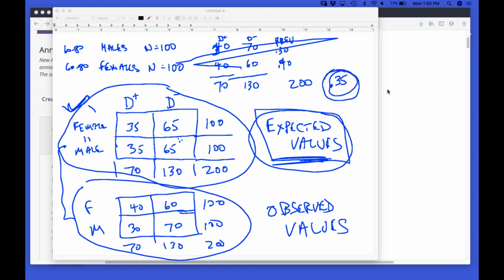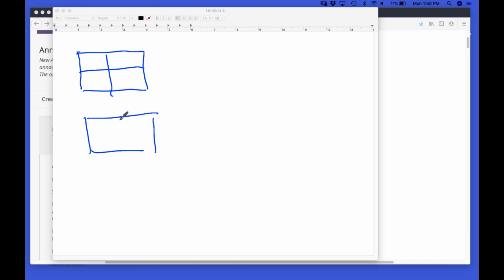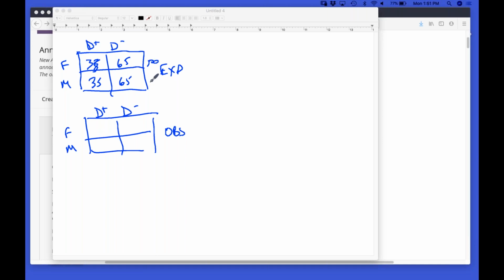Okay, so I'm going to redraw this on a new piece of paper. Okay, so here's my table. Here are my two tables again. This is disease plus, disease minus. This is female, this is male. Disease plus, disease minus. This is female, this is male. This is my expected values. This is my observed values. The expected values were 35. I would expect to get the same rate, 35, 35, 65, 65 out of 100 males and females. This is 100. This is 100. And I actually found 40 and 60 for the females and 30 and 70 for the males. Okay, so now how different is too different?